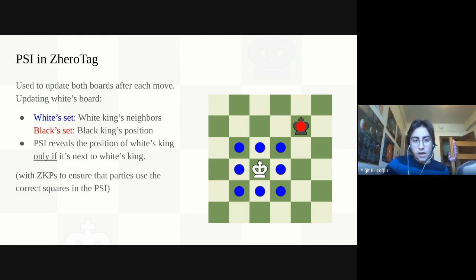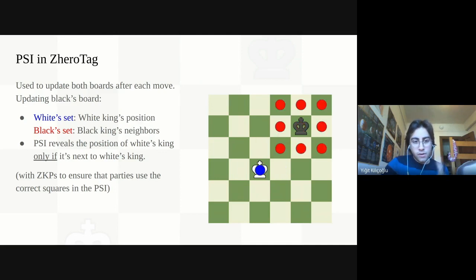And just going back to the PSI protocol for ZheroTag, to update Black's board, you literally do the exact same thing, but just for Black now. And yeah, that's pretty much it. You don't have anything else.